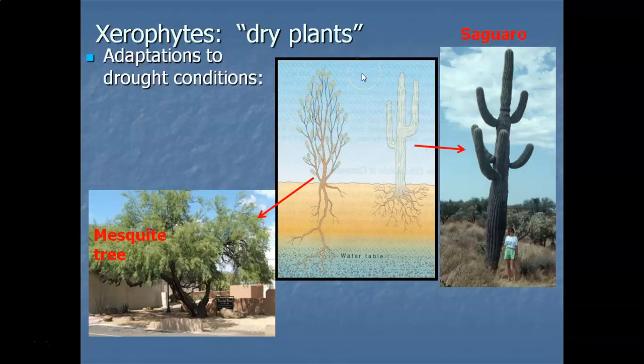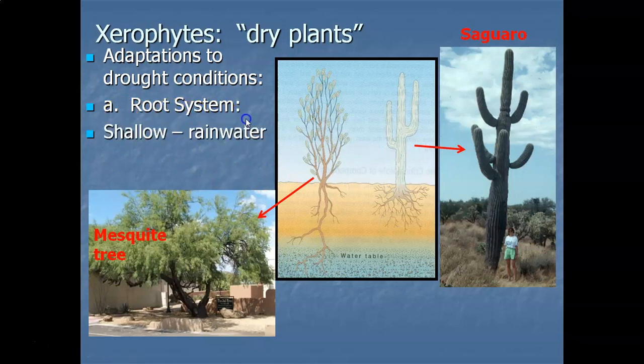Well, let's talk about some of the adaptations to the extreme drought conditions of the desert, where you usually get less than maybe 12 inches of precip per year. And I want to go over 3 adaptations. The first adaptation has to do with the root system again. And the root system is really one of 2 things, okay?